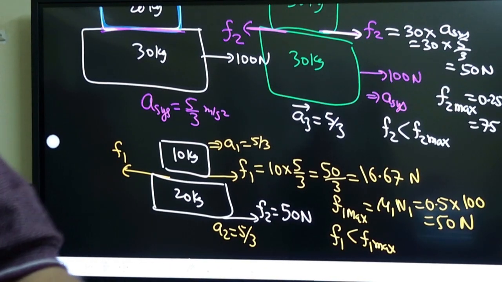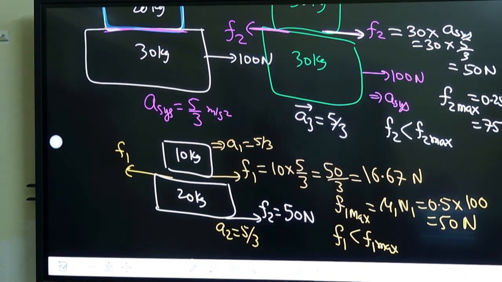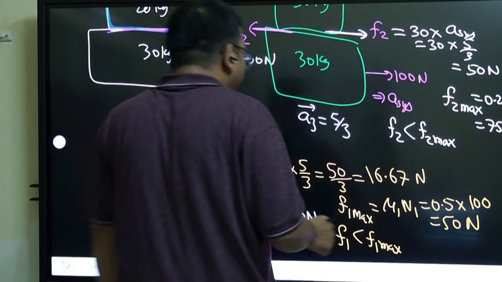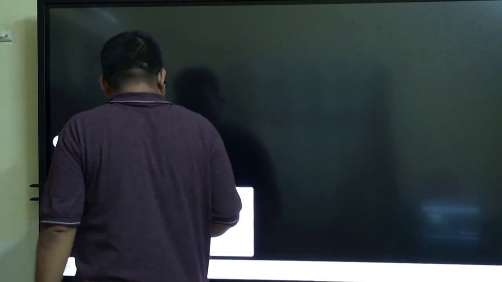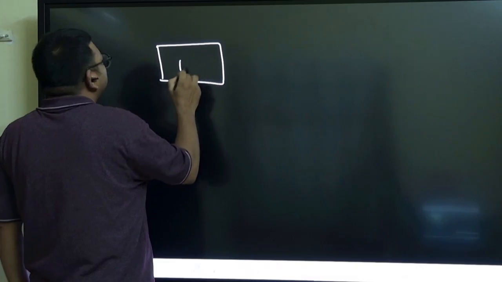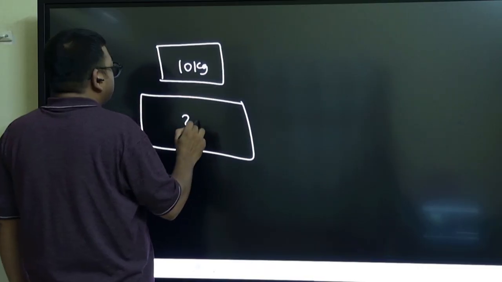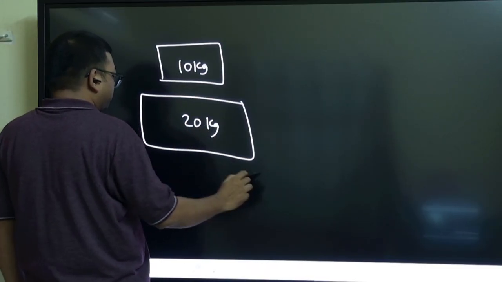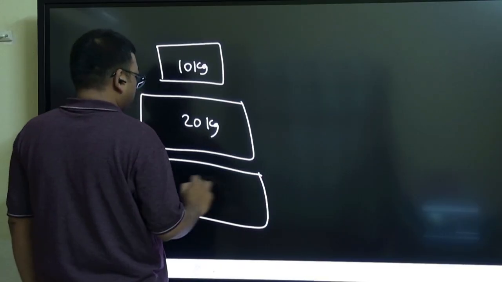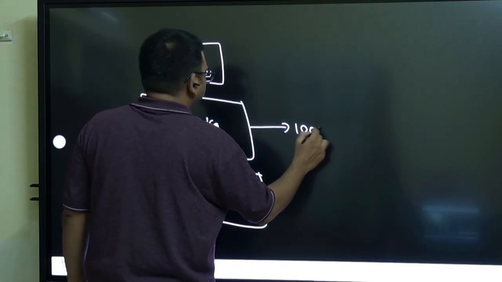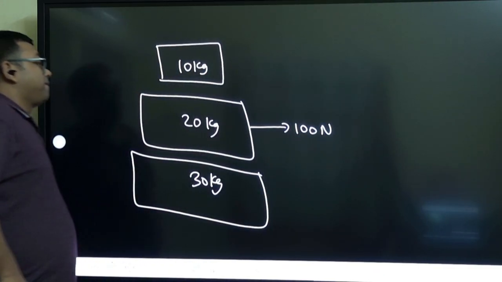Are you getting this? Then we will take the middle block. That is interesting now. For the middle block, we have to think about it. Let's try this. Okay, 10, 20 and 30 kg. And we have applied a force of 100 Newton.